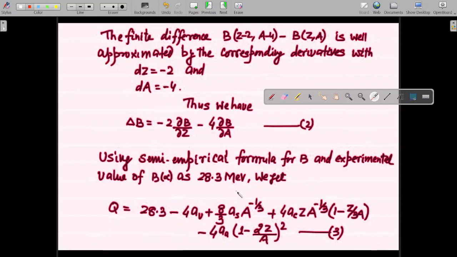So this is the formula. By the semi-empirical mass formula, the Q value can be written like this. Let us suppose that this is your equation number 3.